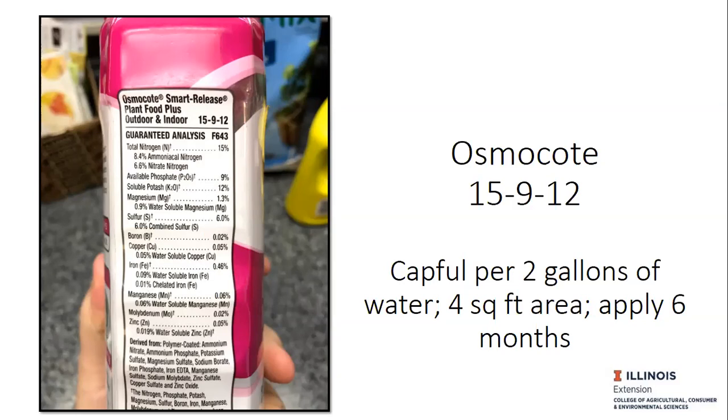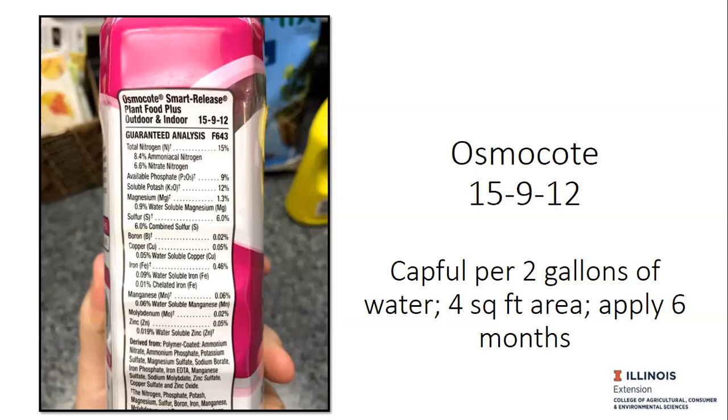The direction on this was a cupful per 2 gallons of water. If you've purchased Osmocote before, you know it has its own cap on the top, and then you pour it into that cap. And then from there, you could apply it with 2 gallons of water. This is for a 4 square foot area, that is the application rate. And you're applying this every 6 months. So it's a very slow release process for outdoor vegetables.